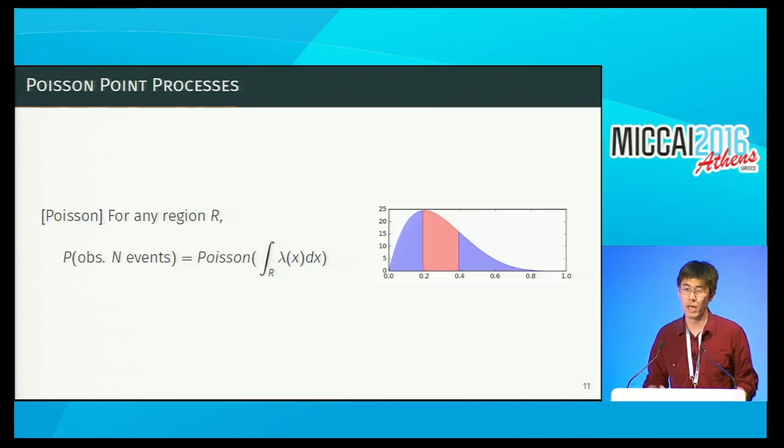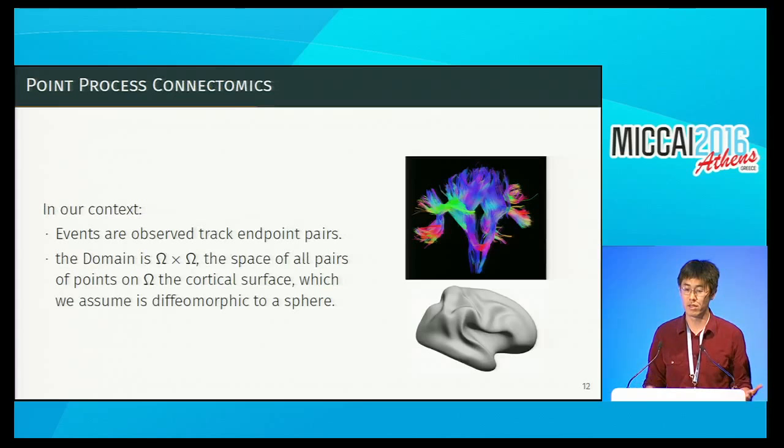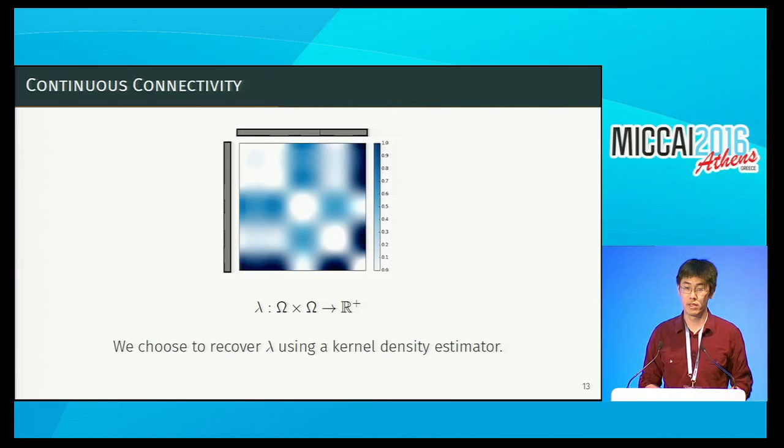But in our context, events are observed track endpoint pairs, and the domain is the space of all pairs of points on the cortical surface. You could also use gray matter voxel coordinates. So we have the cortical surface, or the gray matter, cross the cortical surface, so pairs of points. And we're going to use the inflation of the cortical surface after recovering the points, because our math is better on the sphere. So at once we realize that this intensity function on the connectivity space, that's the surface cross the surface, is exactly what we wanted. This is exactly continuous connectivity.